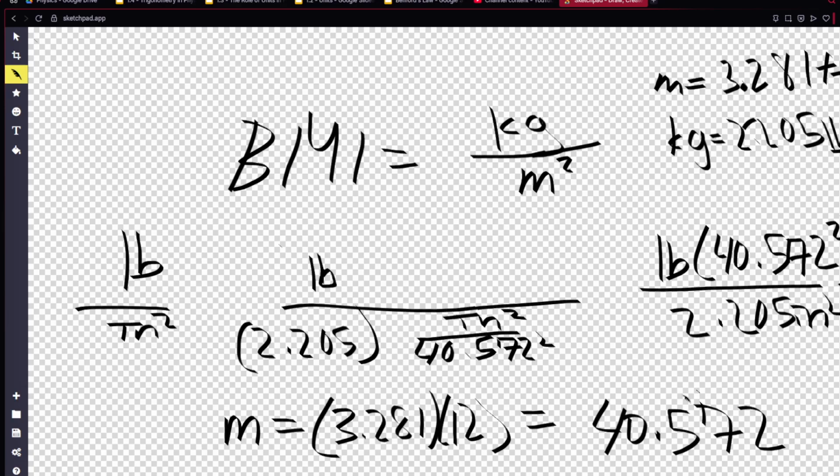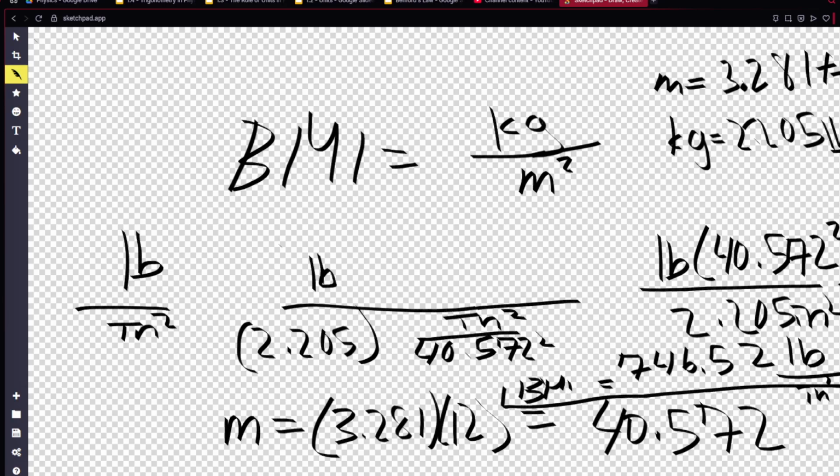And we get 746.52 pounds divided by inches squared. So now we got BMI in terms of pounds/inches squared, which is dimensional analysis. Boom. You can watch my video for a higher explanation.